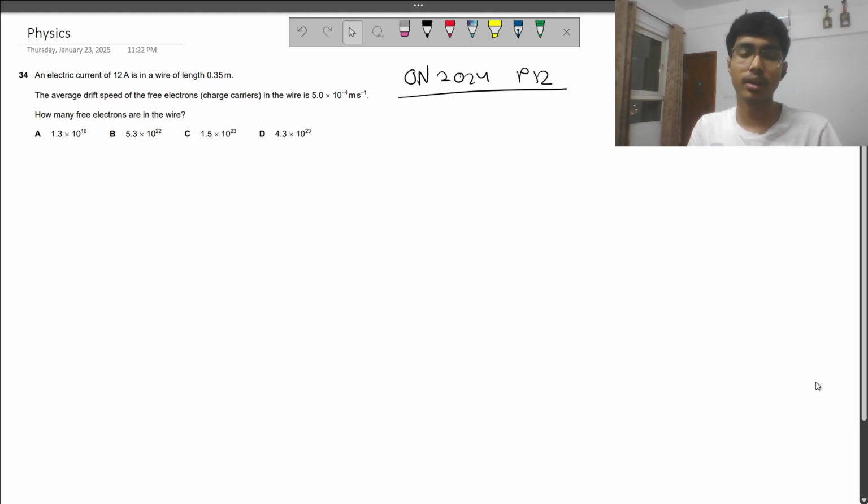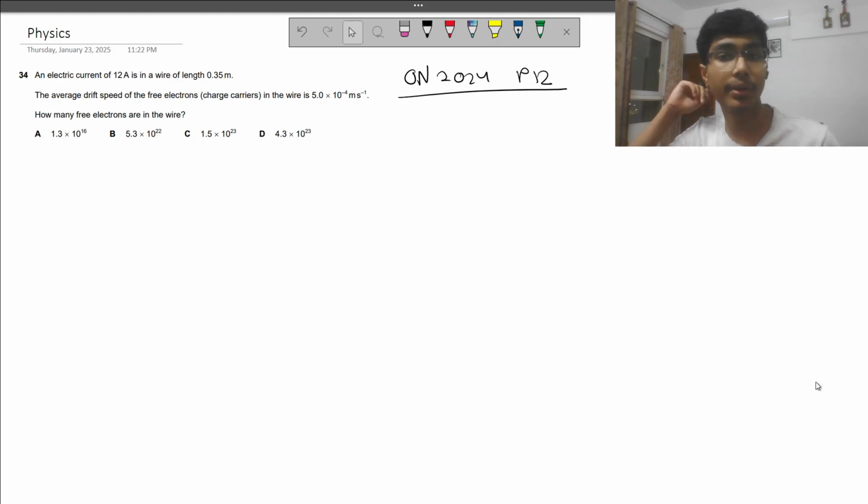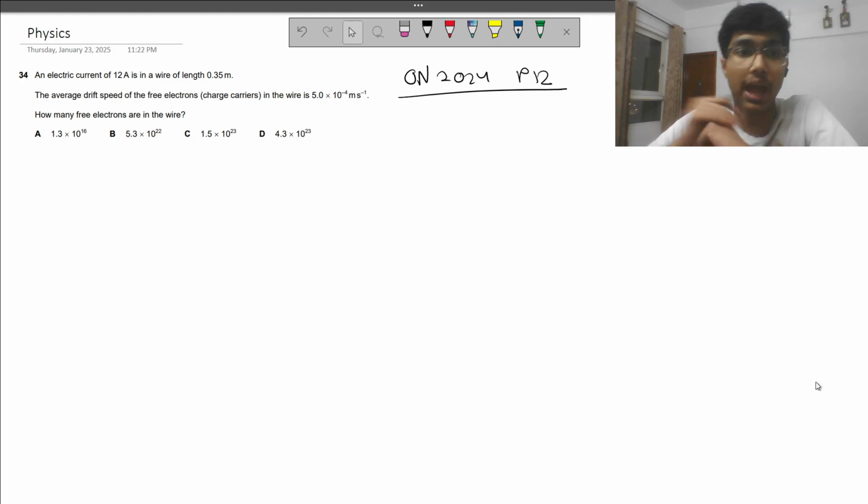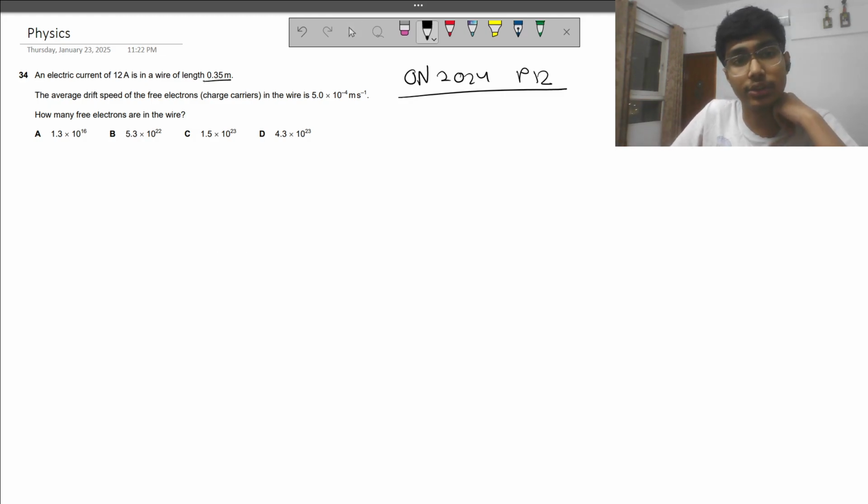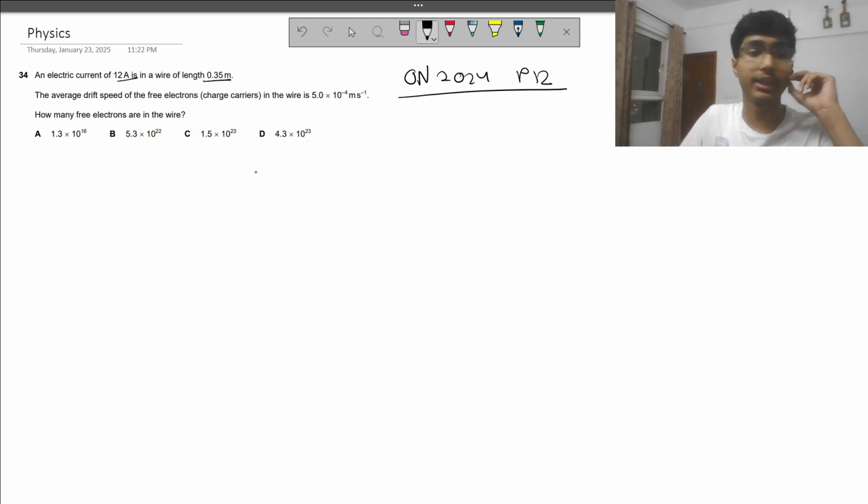Hello everyone. Today we're going to be doing another October-November 2024 paper, and this is paper 12 and this is question 34. It tells us there's a current of 12 amps and there's a wire of length 0.35 meters, and we're given the drift speed, so we already know the formula, and we need to calculate the number of free electrons in the wire.